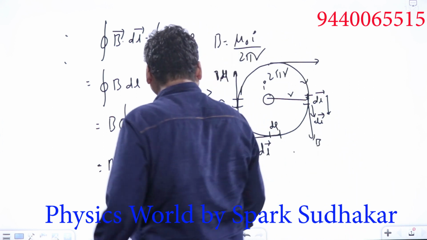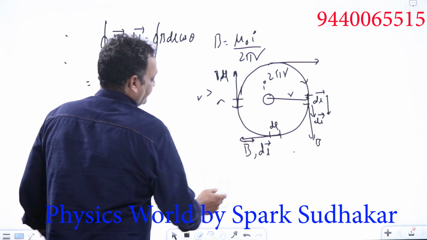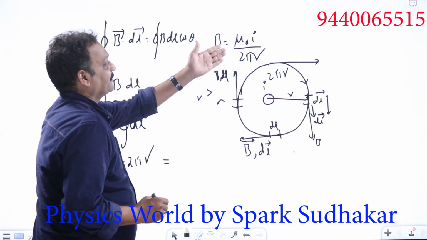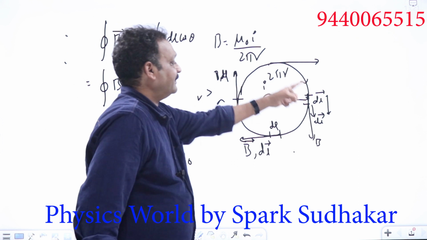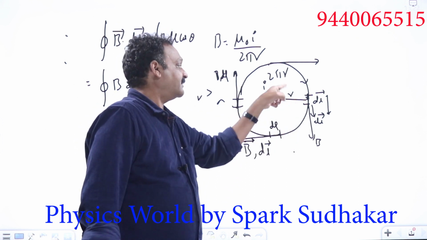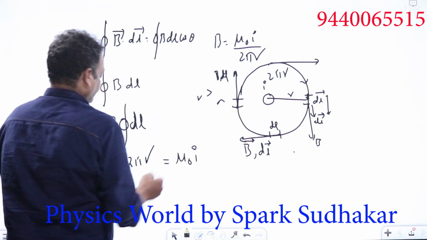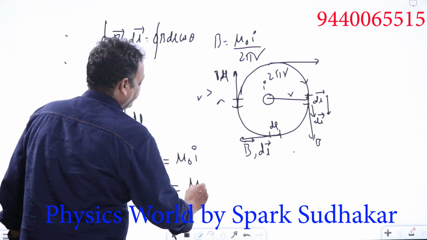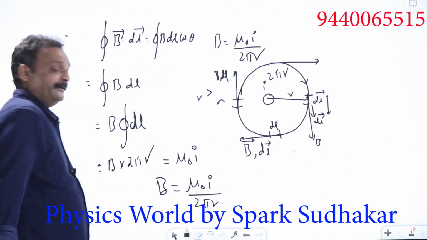Now the next step is simply to equate it to mu naught times the net current I. B into 2 pi r equals, as Ampere circuital law says, mu naught times the net current I. What is the net current enclosed by this path? I only. So B into 2 pi r equals mu naught I, or B due to this wire equals mu naught I by 2 pi r.